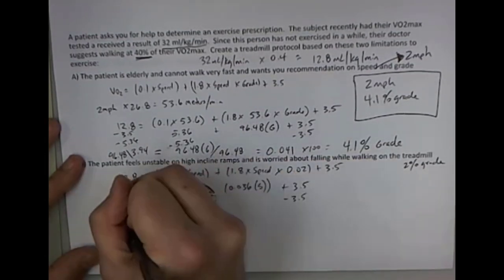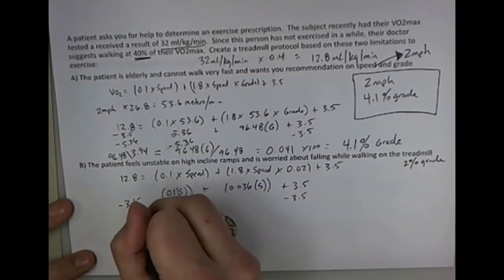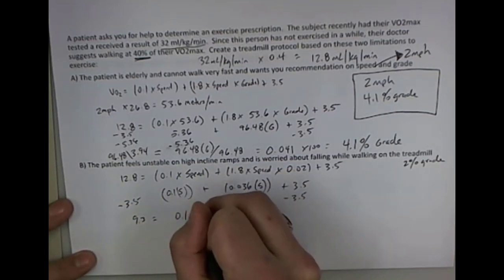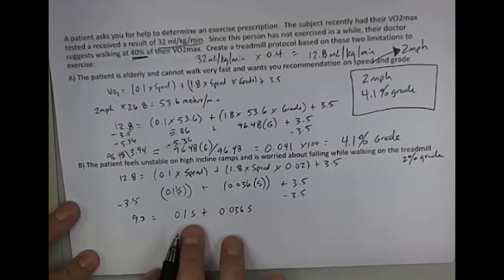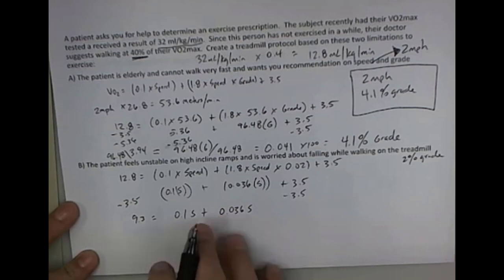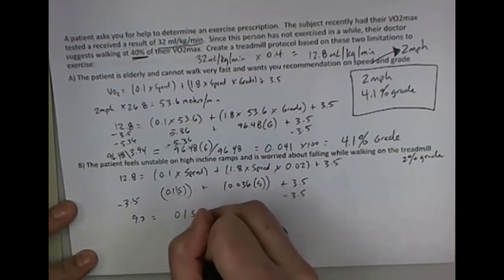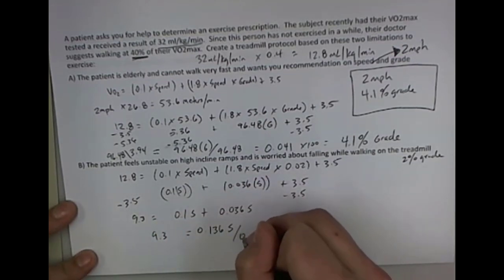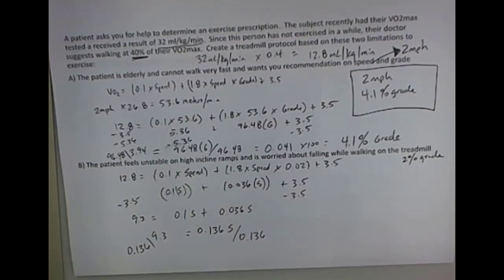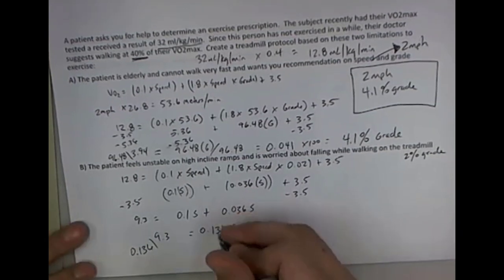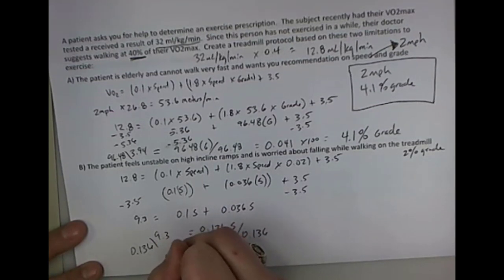Subtract 3.5 from both sides. That gives us 9.3 equals 0.1 s plus 0.036 s. Now, if we remember, all we have to do is add these together. So this actually becomes 0.136 times speed equals 9.3. Divide both sides by 0.136. That gives us a speed equals 68.3.